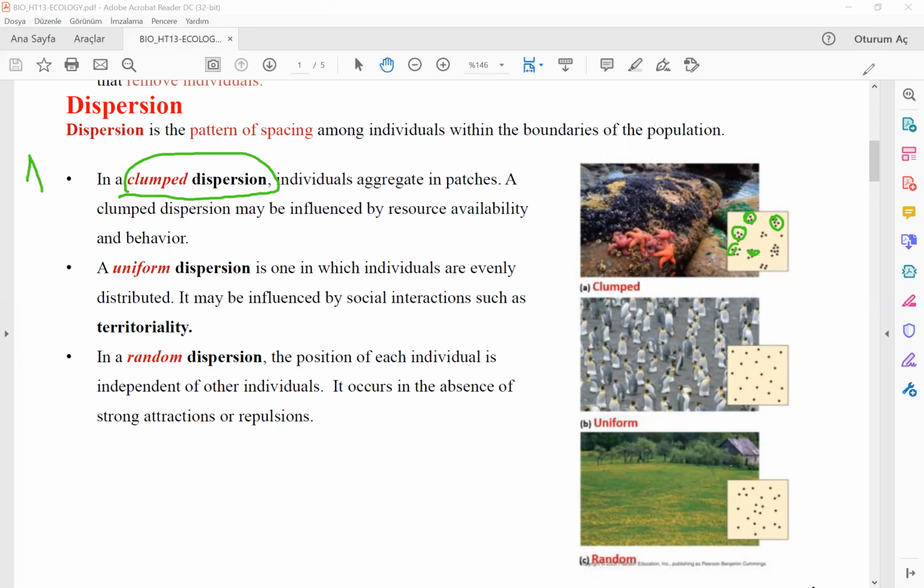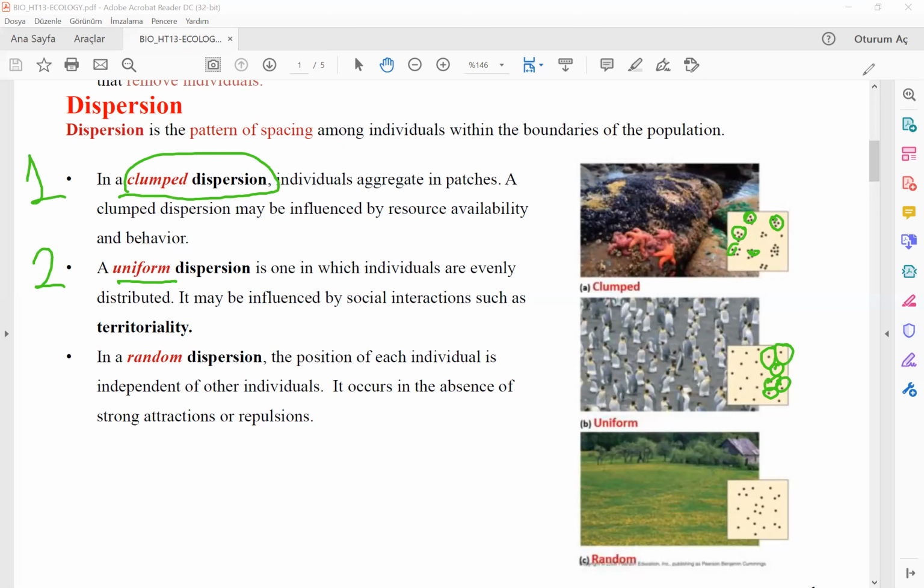The second type is uniform dispersion. In uniform dispersion, there is almost the same amount of space between each individual. In this type of dispersion, individuals may be influenced by social interaction. There is really high interaction between the individuals, such as territoriality.